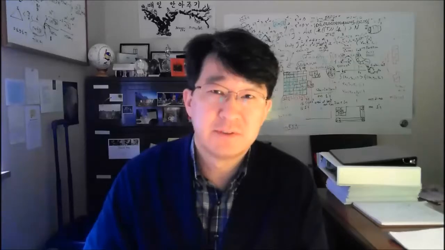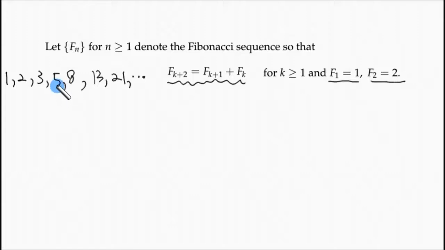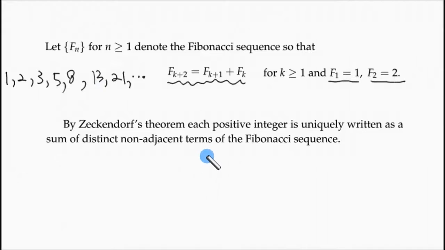So let's take a look at the statement of the Zeckendorf theorem. So here's a defining linear recurrence of a Fibonacci sequence, and these are the first two terms of the Fibonacci sequence. So let me write down a few more terms. If you add 5 and 8, you get 13. So here's a statement of the Zeckendorf theorem. It says each positive integer is uniquely written as a sum of distinct non-adjacent terms of a Fibonacci sequence.